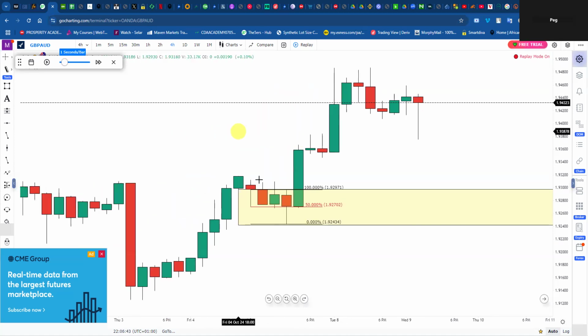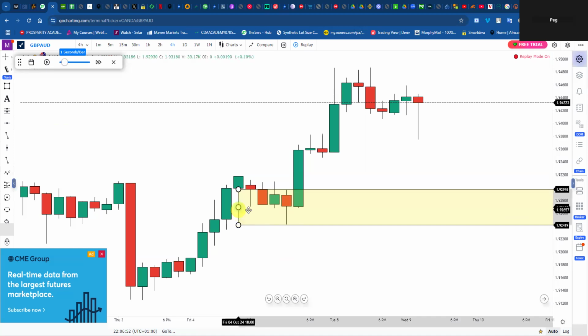Are you getting it now? So this is your order block. For an order block that meets all four criteria: one, it must be the last sell candle before price makes an up move for a bullish order block. The last sell candle before price makes an up move.